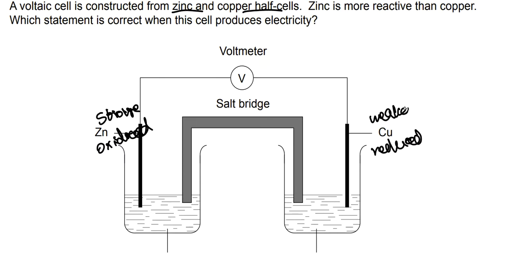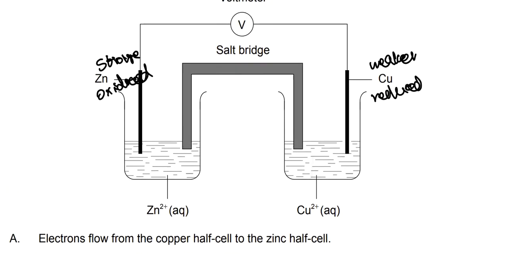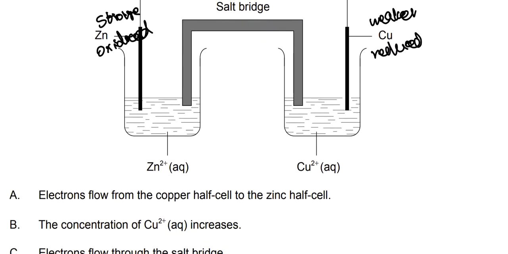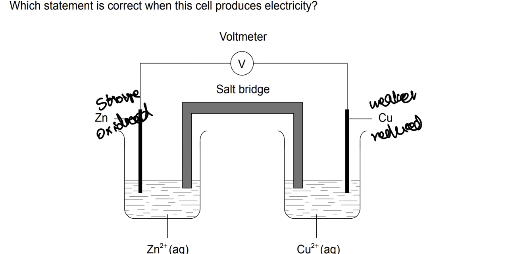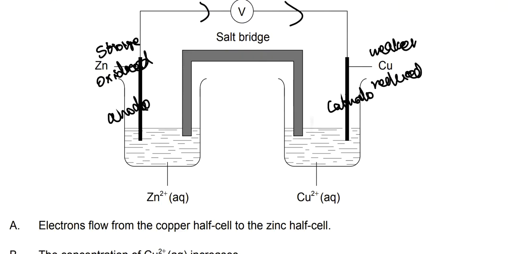Copper generally has a high tendency to be reduced. So, electrons flow from the copper half cell to the zinc half cell. That's not true because they are going to go in the other direction, always from the anode where oxidation happens to the cathode where reduction happens. So it's not going to be this one.